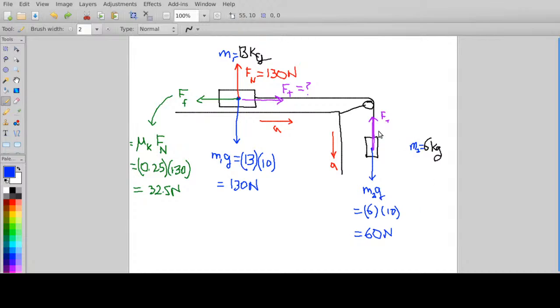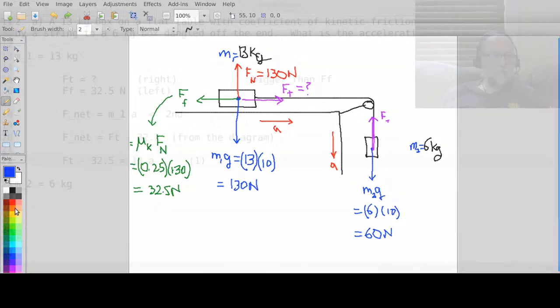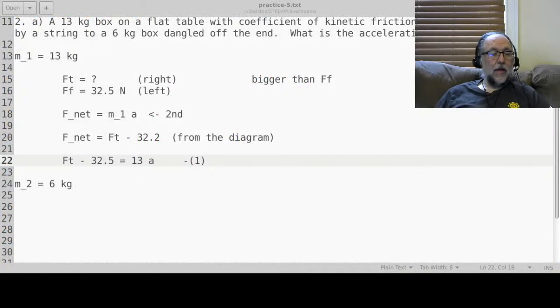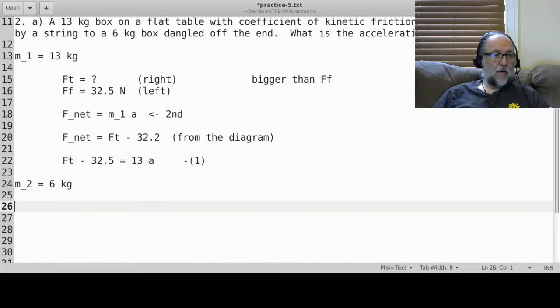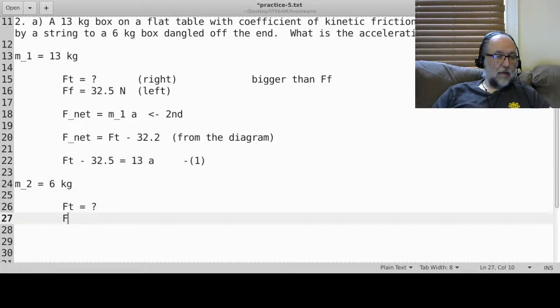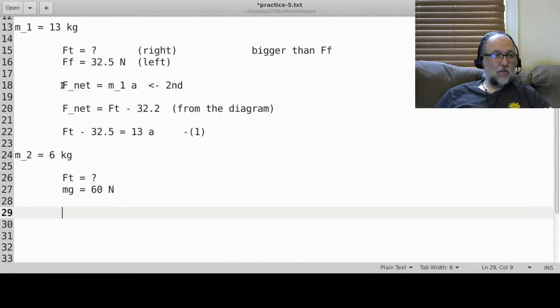Okay, so the 60 Newtons minus Ft. All right, let's switch back here. Over here we have that Ft is equal to unknown, and mg was equal to 60 Newtons. The net force in this case, F net, is going to be 60 minus Ft, which we don't know. So don't worry about it. Leave it as the symbol Ft.